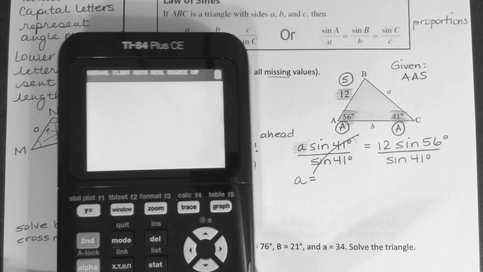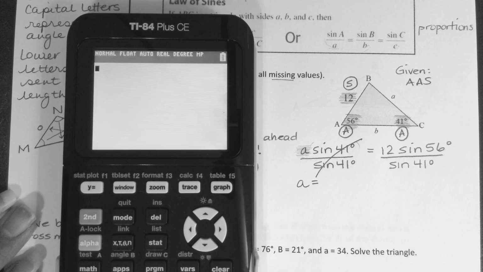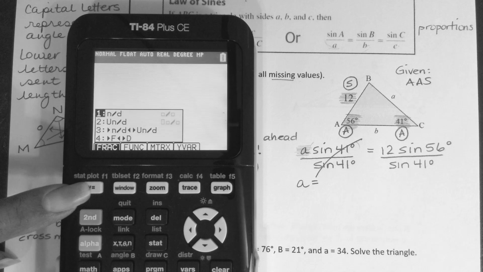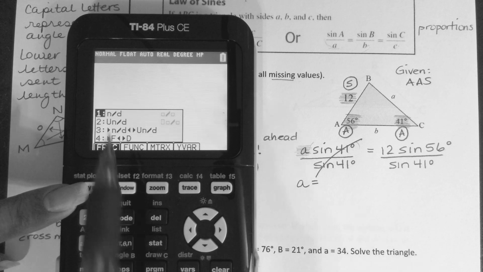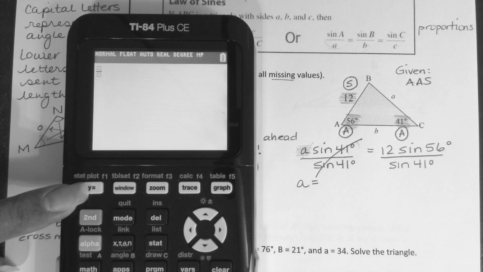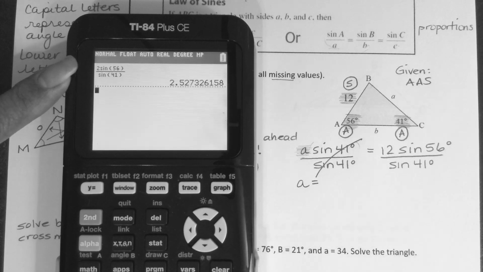Again, using a TI-84, I can pull a stacked fraction. What I mean by that is I press alpha y equals, and the first option is a numerator over a denominator. If I hit enter on that, it creates a stacked fraction. So I will merely type what I have on my paper, and my answer will come up.